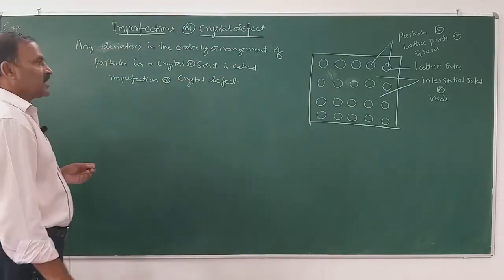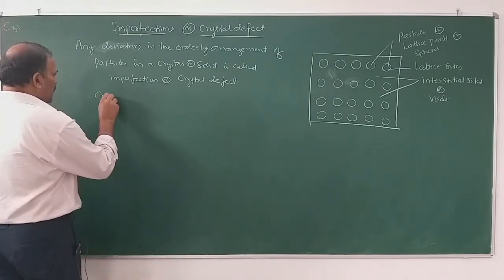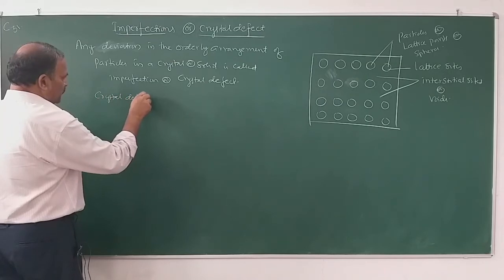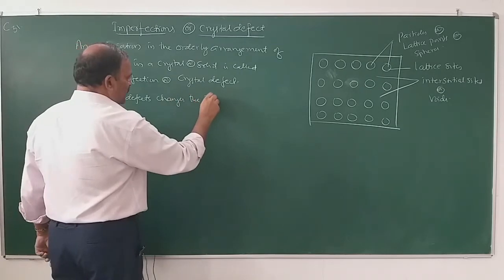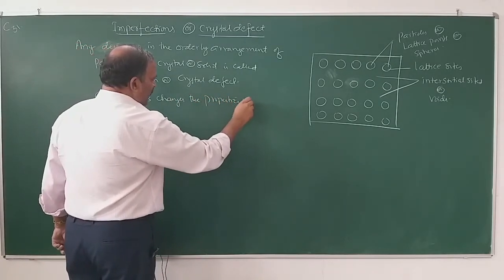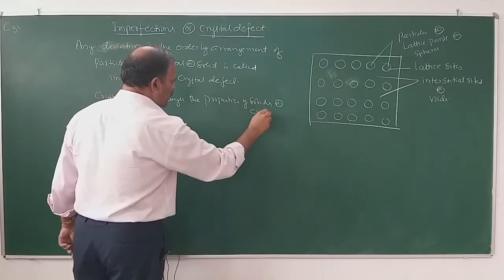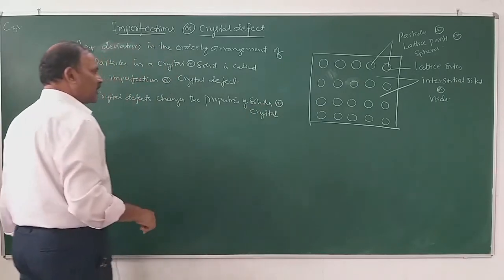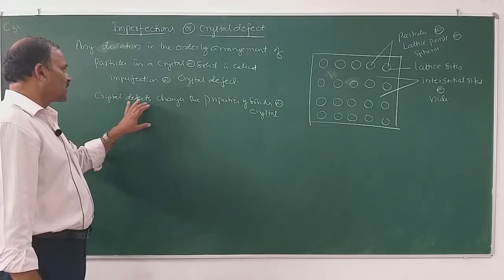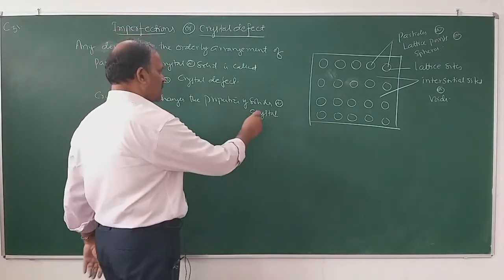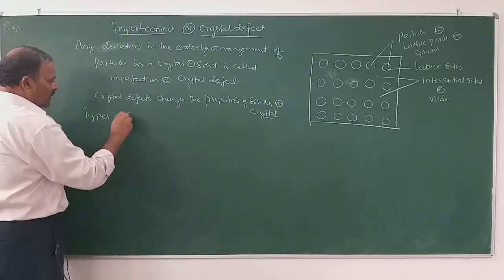Crystal defects change the properties of crystal. So crystal defects change the properties of solids or crystals. So if the orderly arrangement is not proper, the properties of the crystal itself change. So crystal defect changes the properties of solids or crystals. Coming to the types of crystal defects.